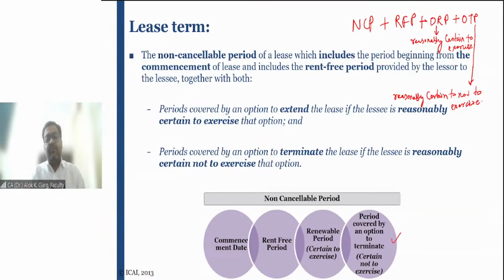Friends, so then we discuss the meaning of lease term. Can anyone tell me what is the meaning of lease term? I have given you a formula on the Excel file. Lease term is equal to this plus this plus this plus this. So can anyone tell me quickly what is the meaning of the lease term? Can you please tell me what is the meaning of the lease term, guys?